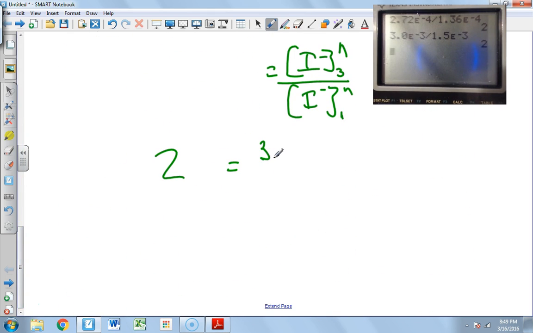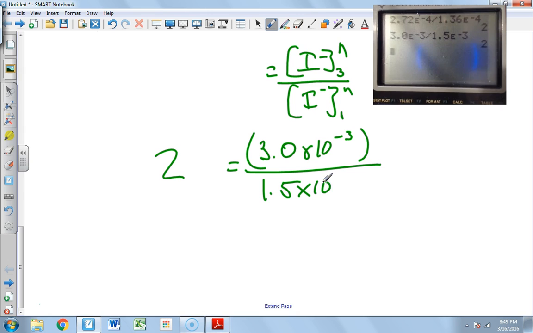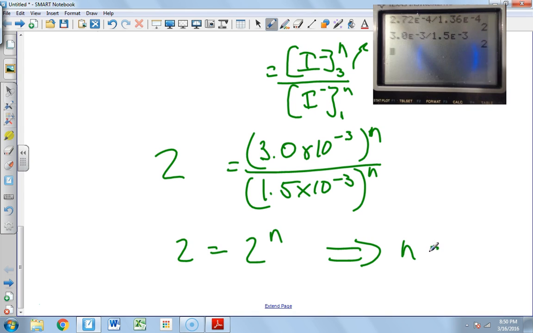So it's 3.0 times 10 to the minus 3 over 1.5 times 10 to the minus 3. And all of that is raised to the n power. So what is 3.0 divided by 1.5? Again, that's right there. And so we get 2 equals 2 to the n. So that means that n equals 2, or sorry, n equals 1. See, and this is how silly mistakes happen. I just saw a whole bunch of 2's and I just wrote a 2.